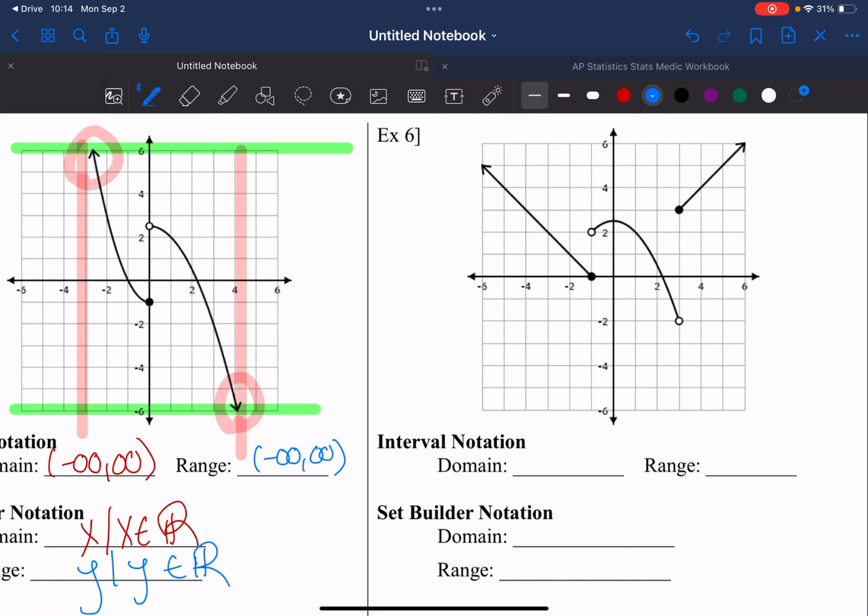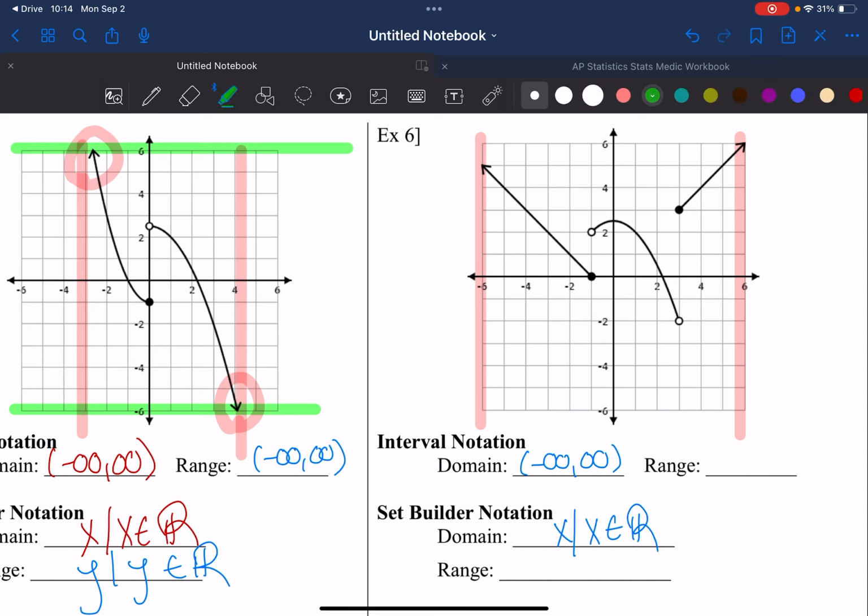Okay. Again here, notice they're sharing the same x value. One is closed, one is open, which means that whole section is included. So looking at the domain, we can look at either end here with the arrows, and that's telling us -infinity to positive infinity, or for set builder, x such that x belongs to the real numbers.